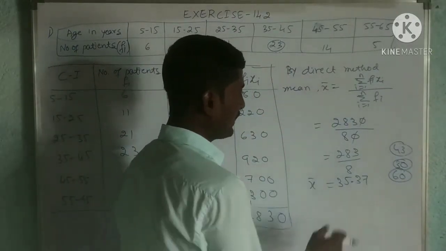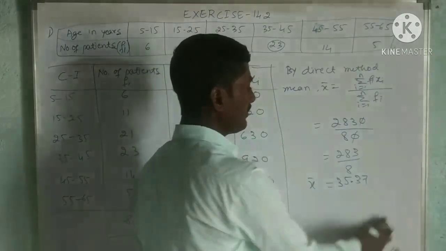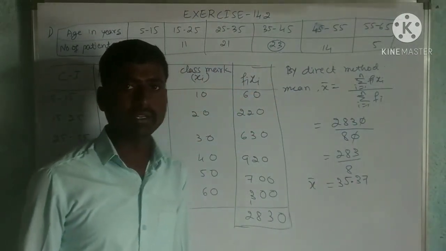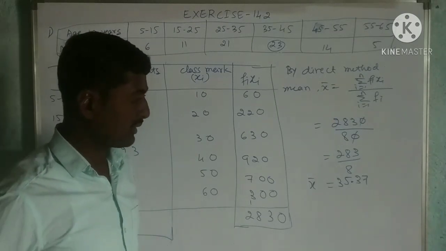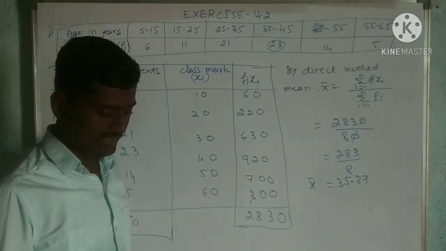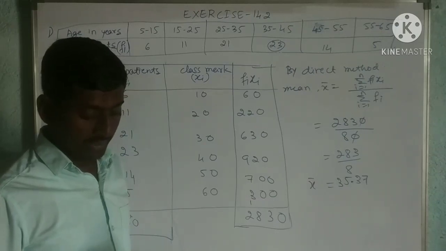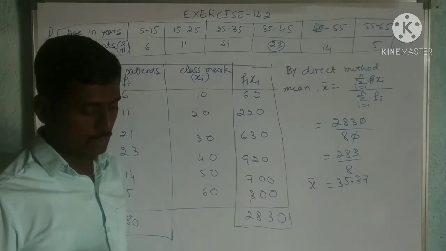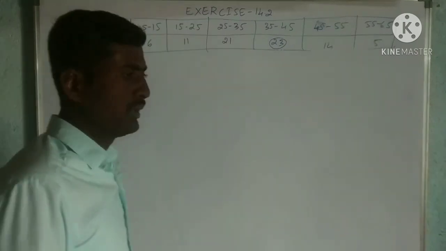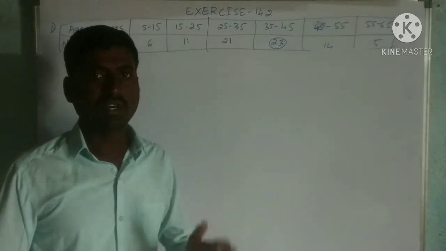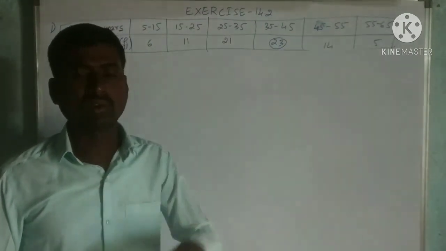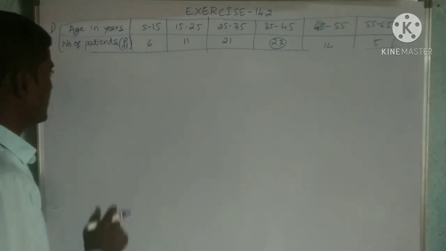35.37 is what the mean is. Now at the end they asked for one statement. What is that? In the question: compare and interpret the two measures. So now I have to write the conclusion, what the mode represents and what the mean represents.